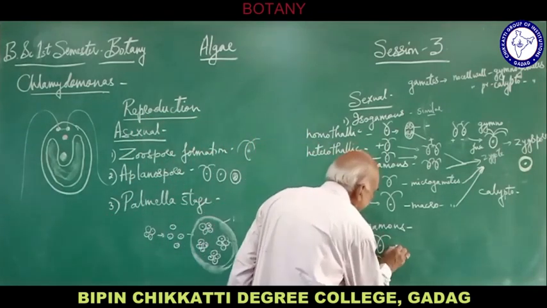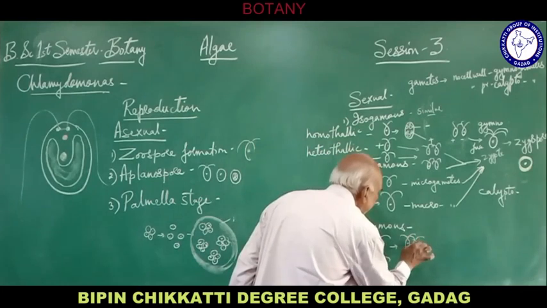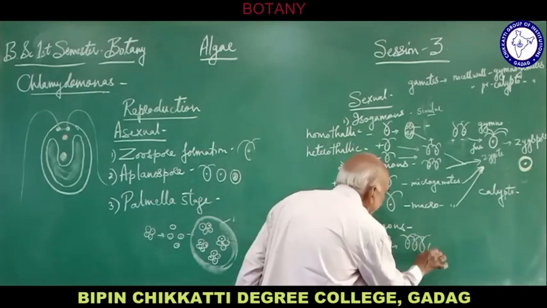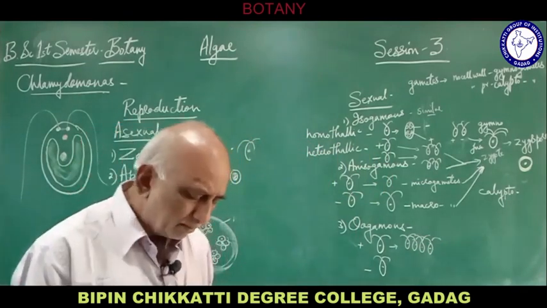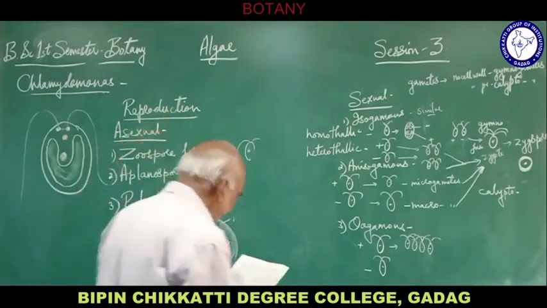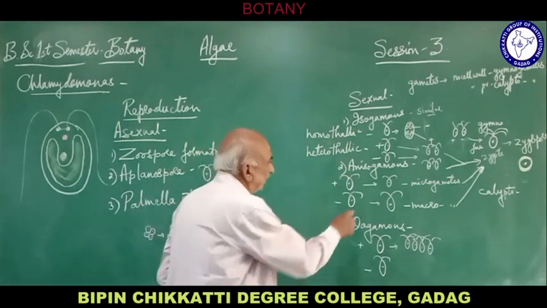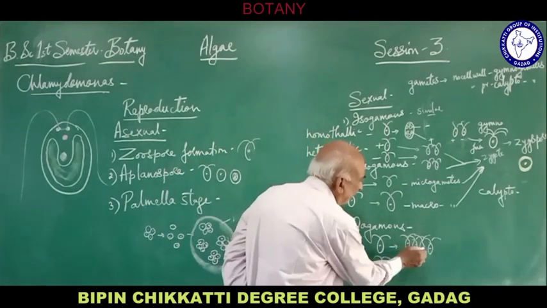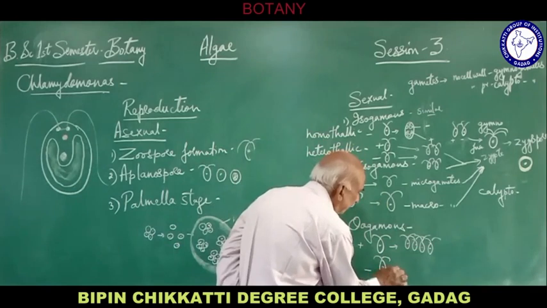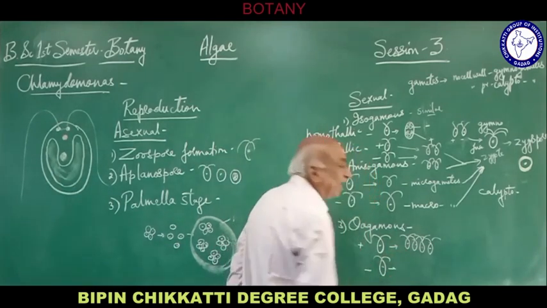Now this divides to produce many gametes like this. It divides to form gametes, but here we don't refer to them as micro or macro gametes, whereas in this case we find micro and macro gametes. Of course we can differentiate here. Usually these are smaller in size, but this female cell forms only a single gamete.